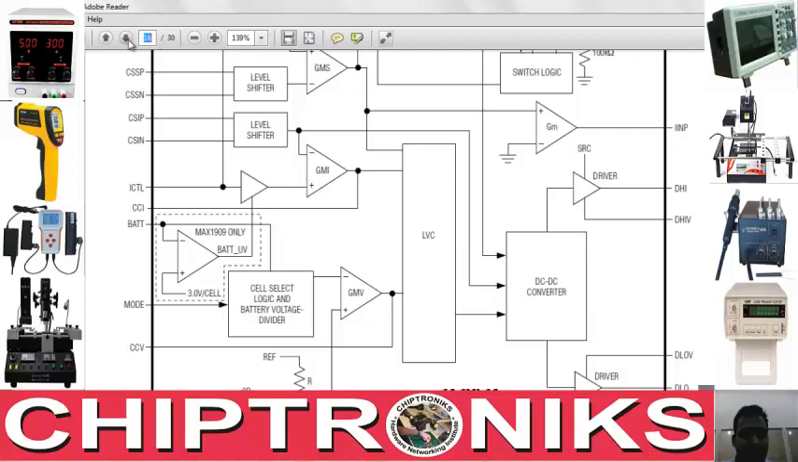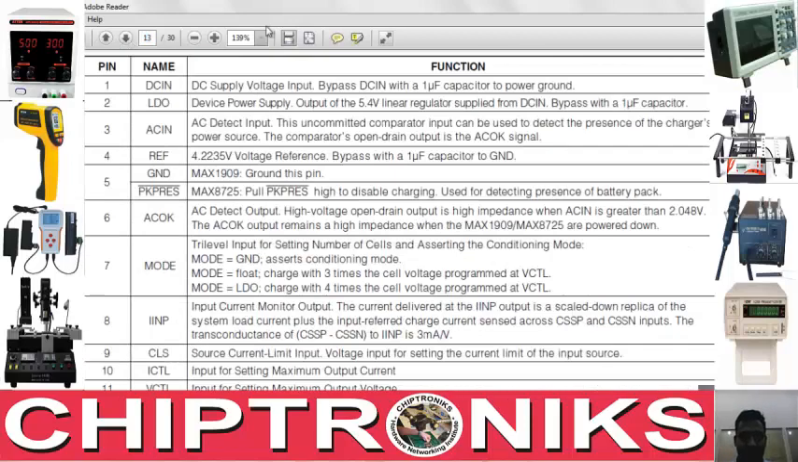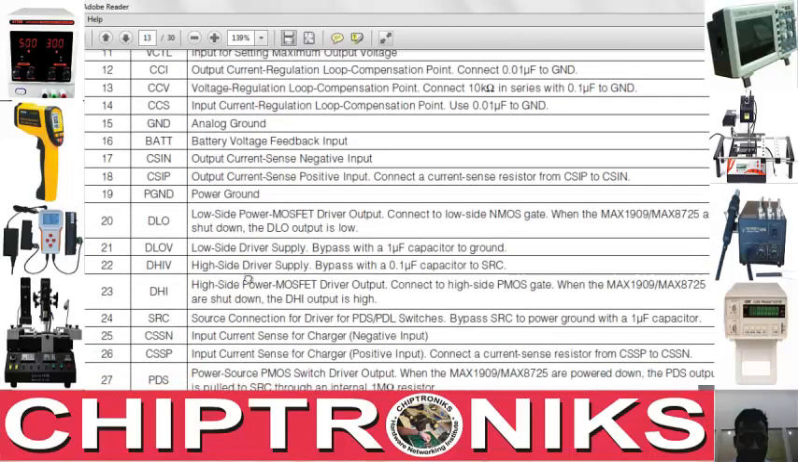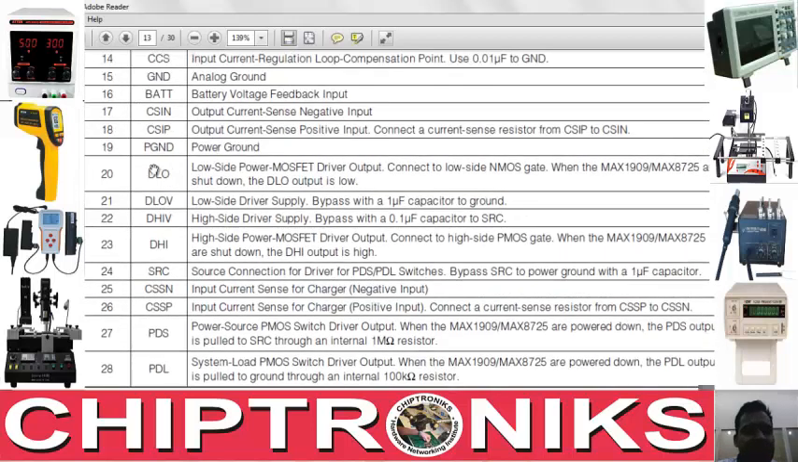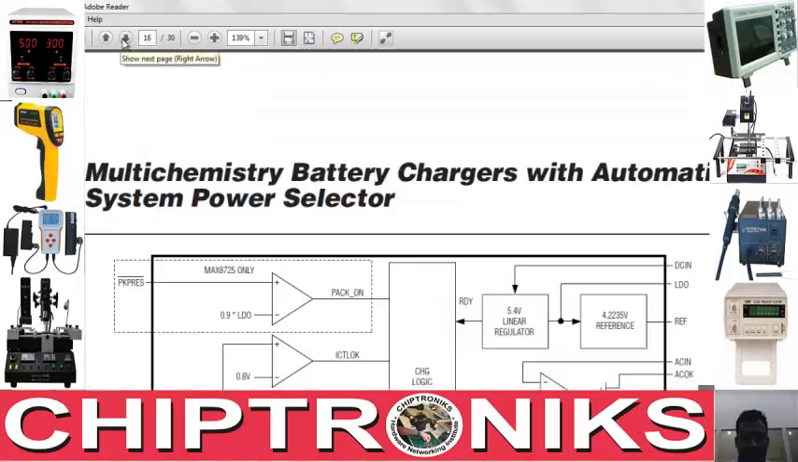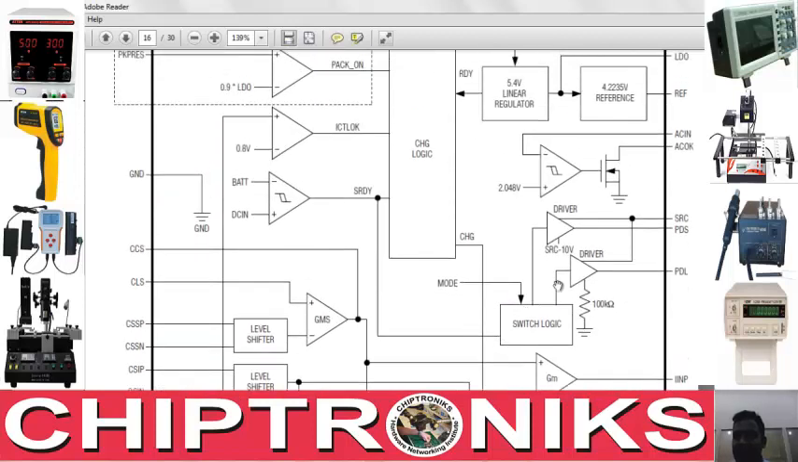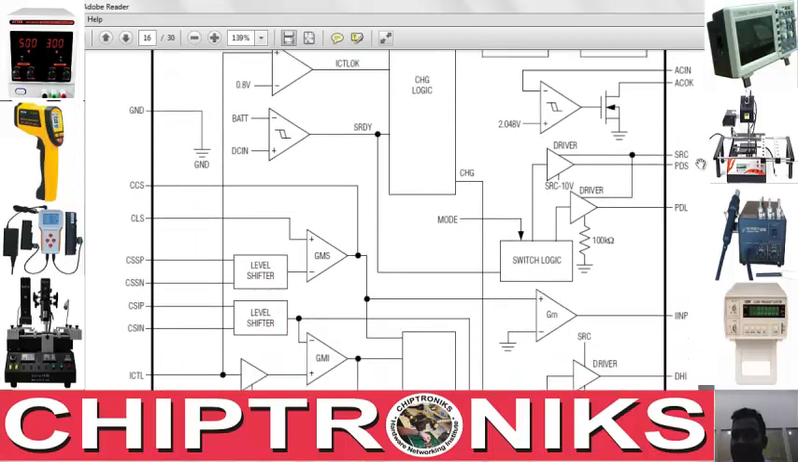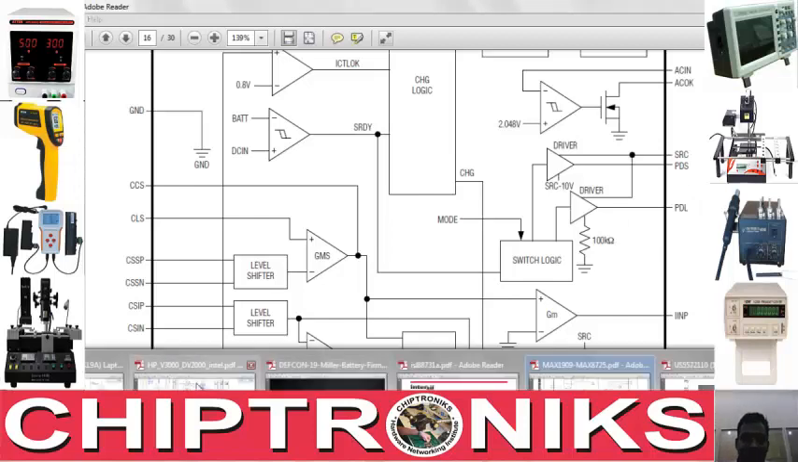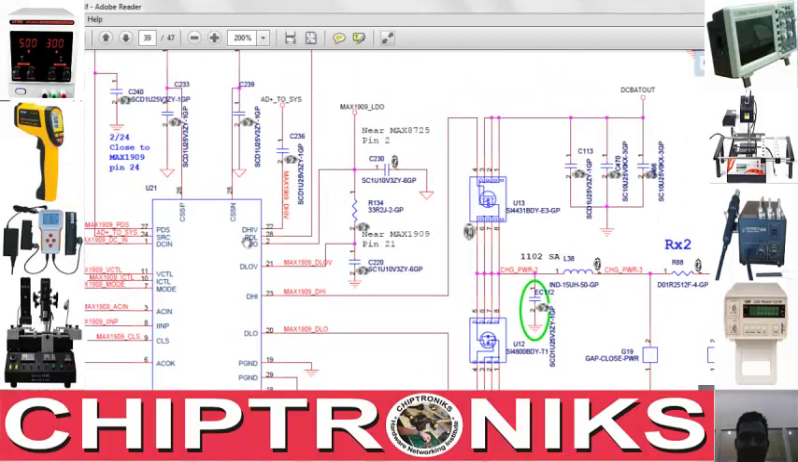Well, let's go back to page number 13, and this is basically DLO, DLOV and DHIV and SRC. We'll just go back to 16. You see over here what is basically an SRC. SRC is the top connection of the inside driver for generating PDS, okay? PDS and PDL. Where is PDS?